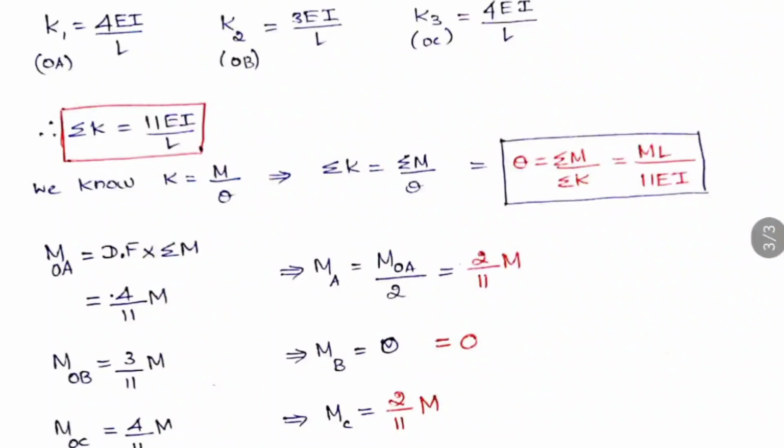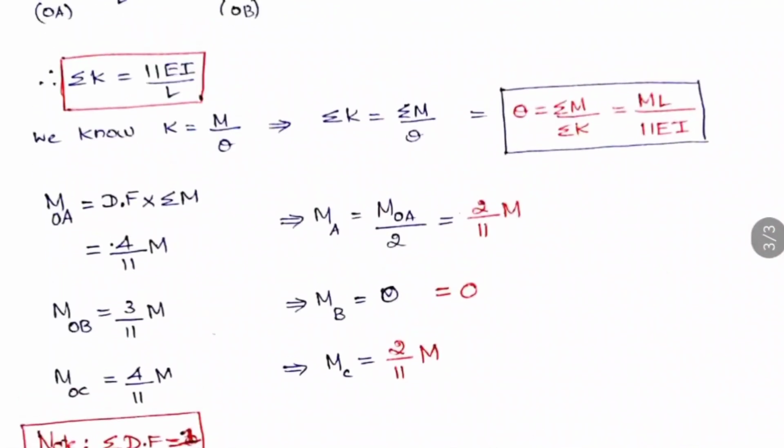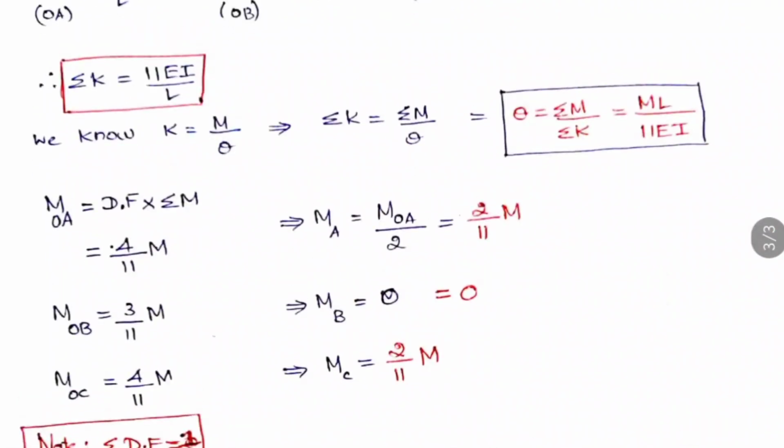Another important note to be remembered here is that the summation of the distribution factors will always be 1. If you are making any mistake, you can identify it with this value. Here we are getting 4 by 11 into M, 3 by 11 into M and 4 by 11 into M. Don't consider M: 4 by 11, 3 by 11 and 4 by 11. When you sum it up you will be getting 11 by 11, which is 1. So always when you add the distribution factor values you will be getting 1 only.